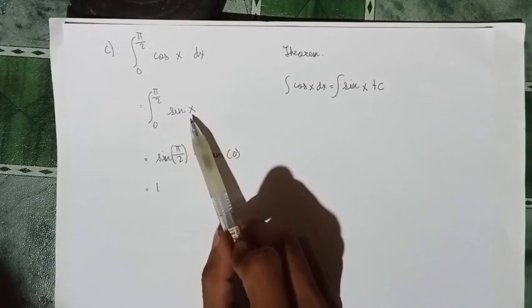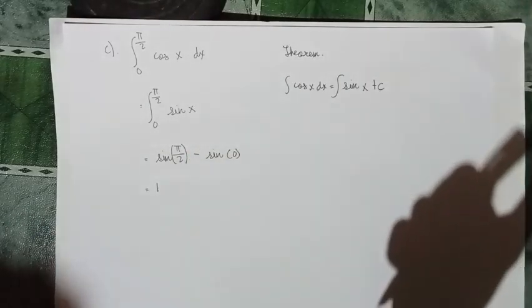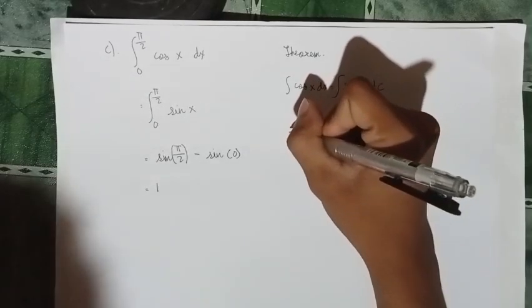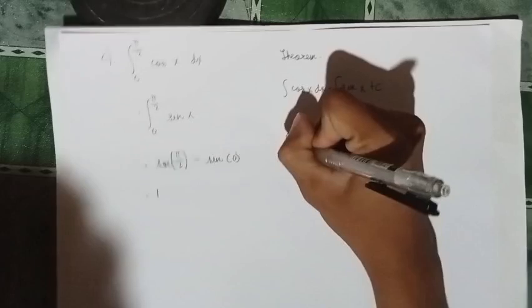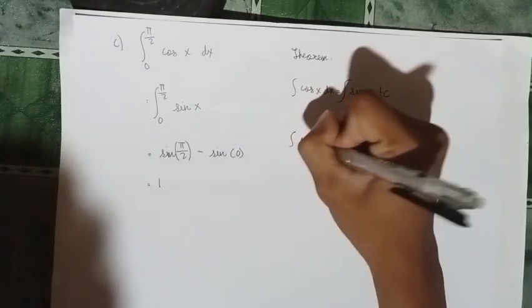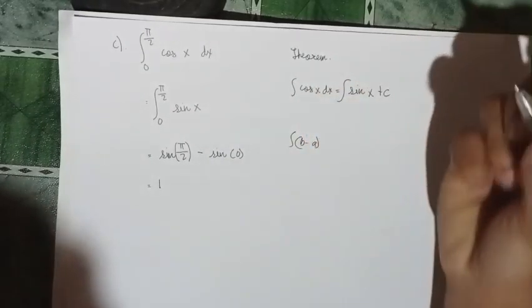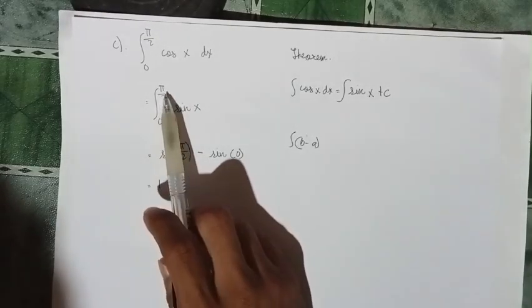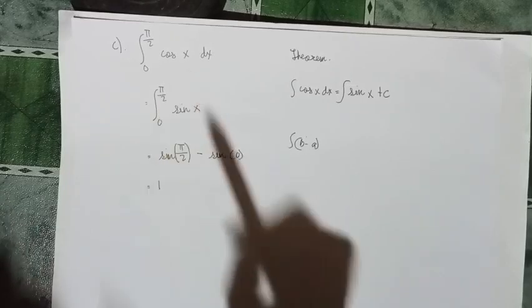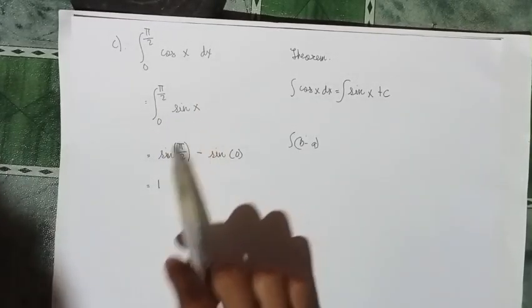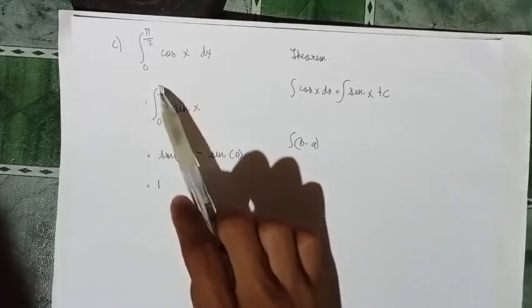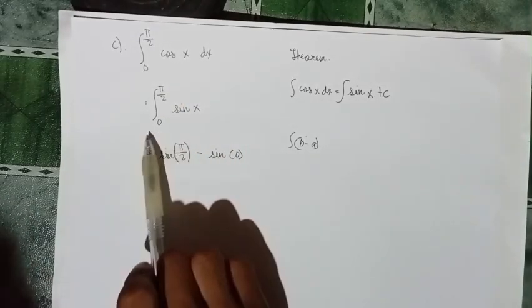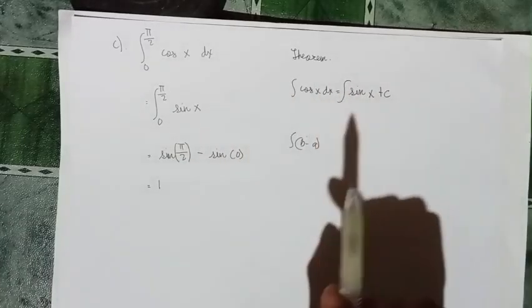Then after that we can use the theorem wherein we evaluate b minus a over the bounds. Here our 0 is our a, and our b is pi over 2, or pi half. So sine of pi over 2 minus sine of 0. Sine pi half is 1, minus sine 0, which is 0. Therefore the answer is 1.